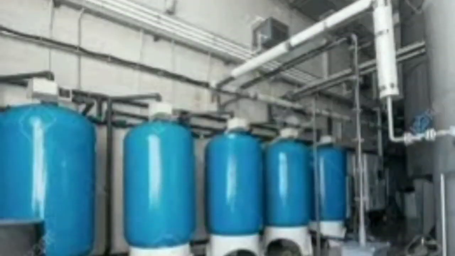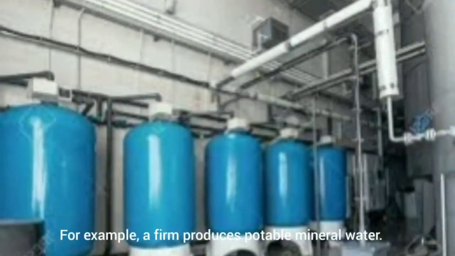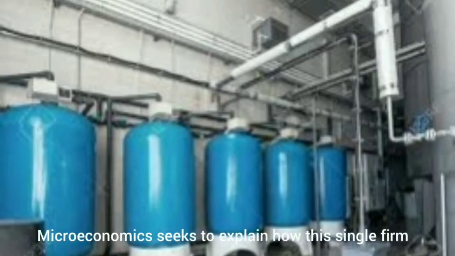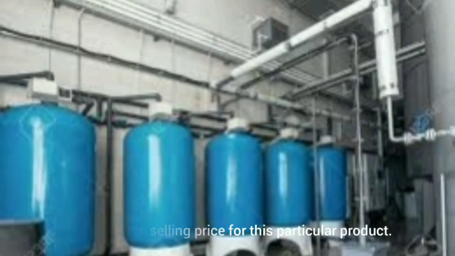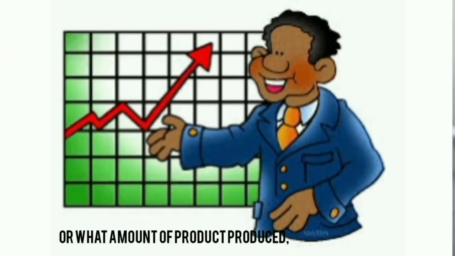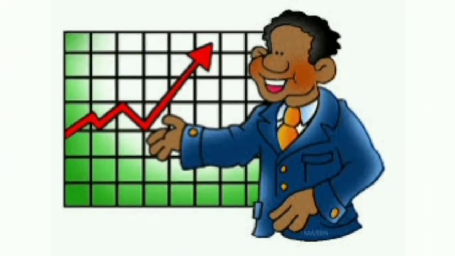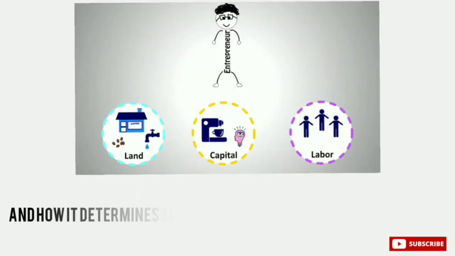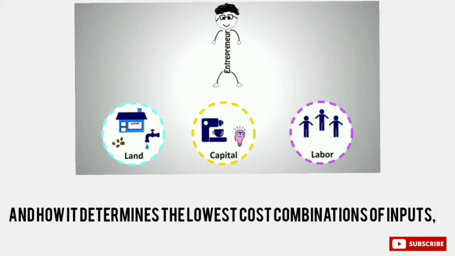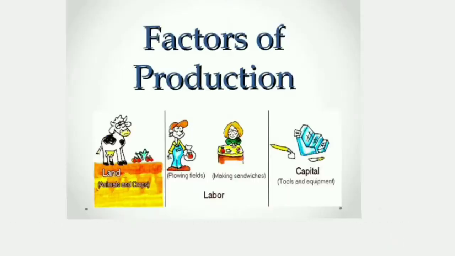For example, there is a firm which produces drinking mineral water. Microeconomics seeks to explain how the single firm determines the selling price for this particular product, or what amount of output or product produced will maximize profits, and how it determines the lowest cost combinations of inputs or factors of production. These will be properly explained in the theory of production.